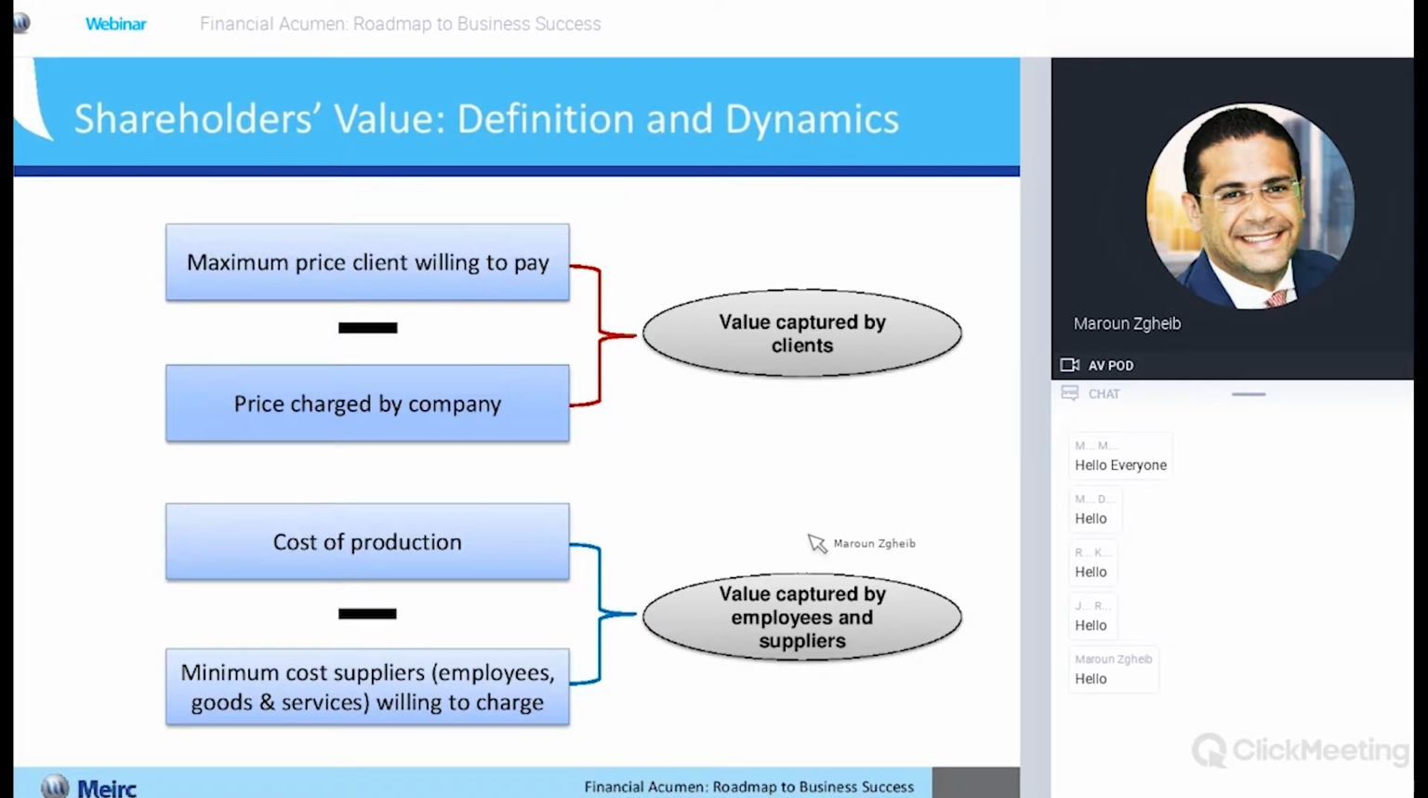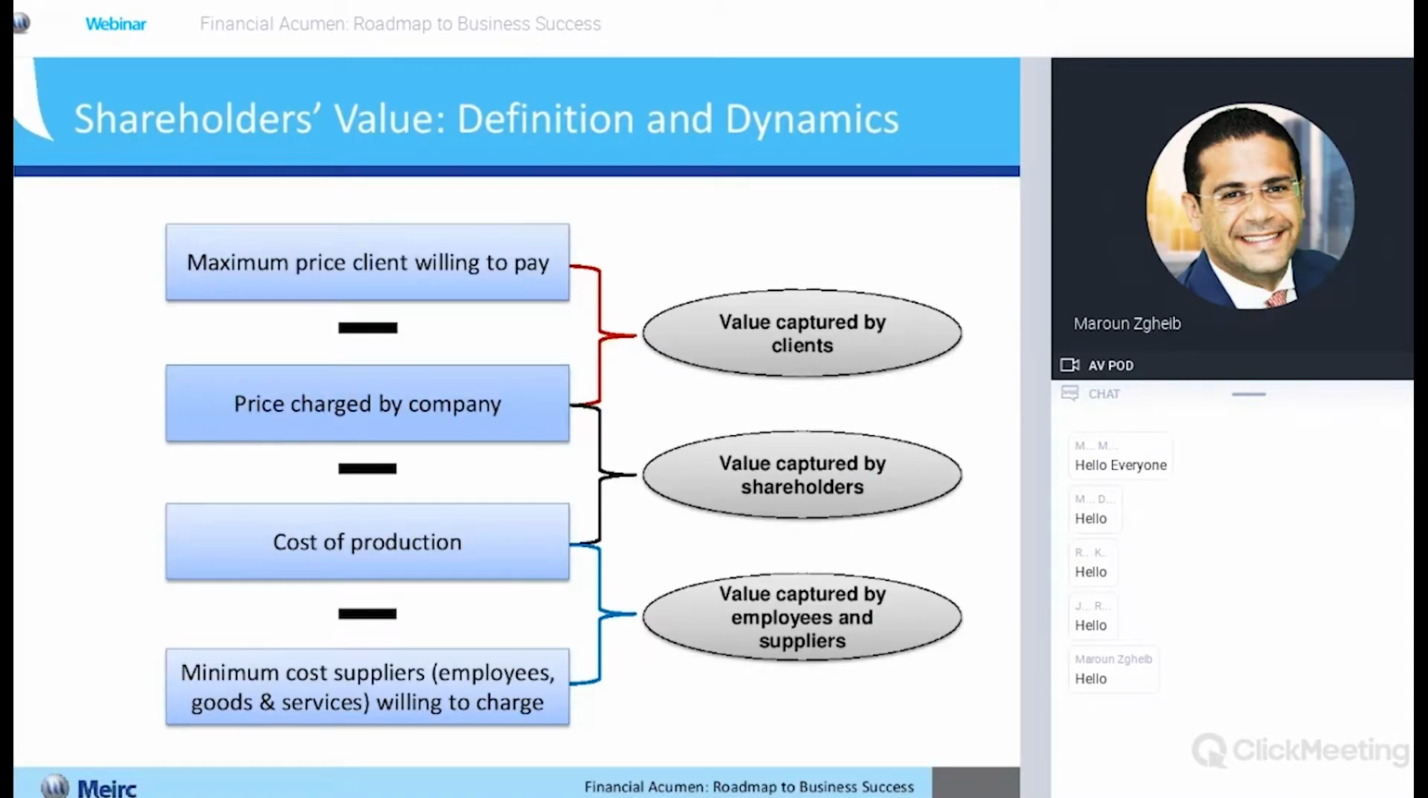Now, what is the value captured by the shareholders? The important concept is the value captured by shareholders, because at the end of the day, the company, the management, and the board all have fiduciary duties and stewardship towards the shareholders of the company. So the value captured by shareholders is basically the difference between the price that is actually charged by the company and the cost of production. So if for Apple the price charged is 3,000 dirhams and the cost of production is 2,000 dirhams, the value captured by shareholders of Apple would be 1,000 dirhams. That's the actual price charged minus the cost of production.